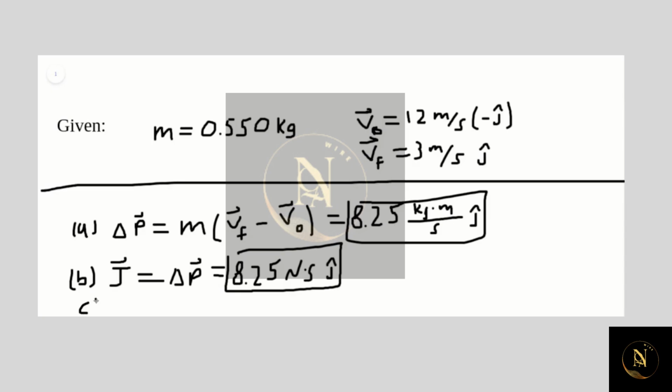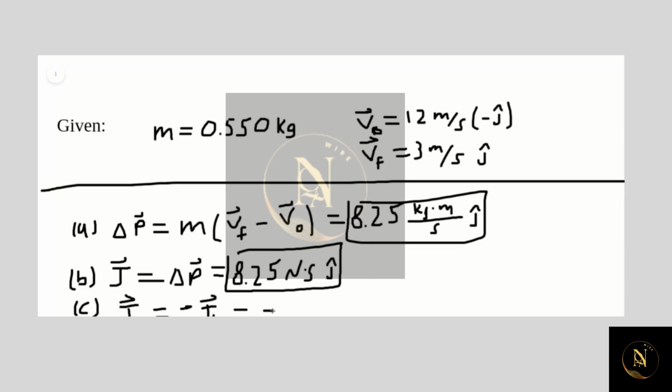Now part C, since that was the impulse on the ball, it wants to know the impulse on the concrete. But from Newton's third law, where every action has an equal and opposite reaction, the impulse on the concrete, we'll call that J sub C, is going to be minus the impulse on the ball. So negative J sub B, which is what we found in part B.